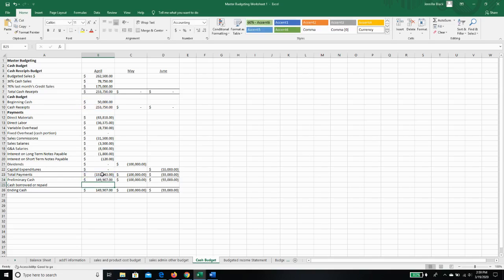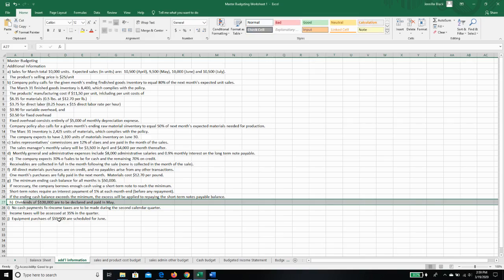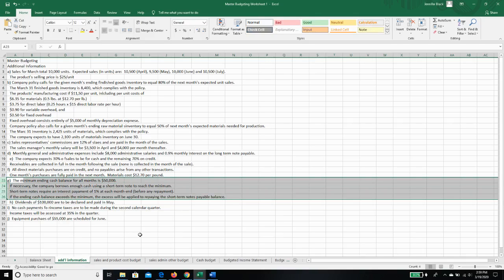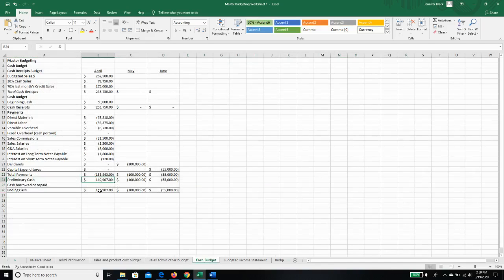Now, I need to have at least $50,000 cash, or I need to borrow money. Well, I have way more than $50,000 in cash, so I don't need to borrow any money. But if I go over here and look again at this section about my short-term notes payable, it says if the ending cash balance exceeds the minimum, the excess will be applied to repaying the short-term notes payable balance. So in fact, I do have enough money to repay my short-term notes payable balance.